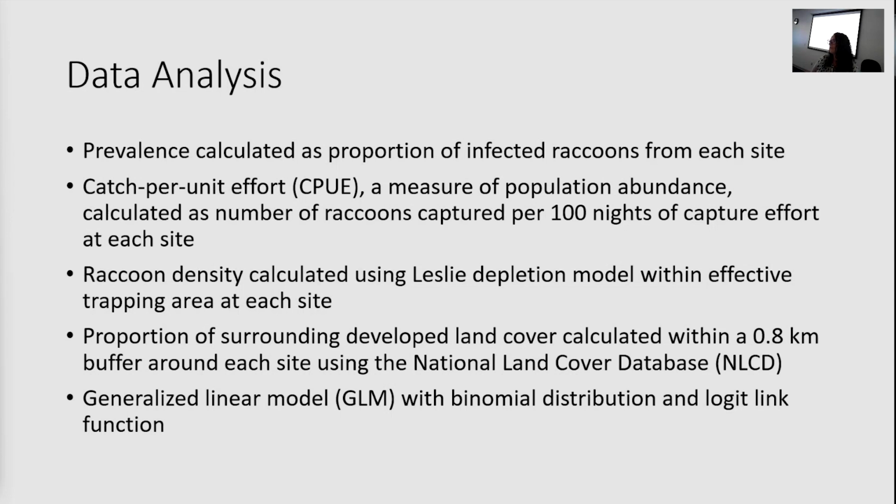And then for my urbanization covariate, I calculated the proportion of developed land cover. I did this within a 0.8 kilometer buffer, which is supposed to represent a raccoon home range in urban areas, around each site using the National Land Cover Database, and I included all developed land cover classifications. And then to investigate the relationship between urbanization, raccoon population size, and raccoon roundworm prevalence, I used a generalized linear model and included CPUE, raccoon density, and percentage developed land as estimates.